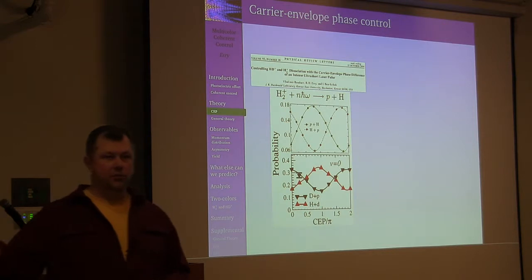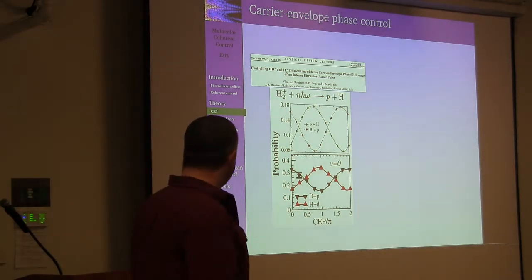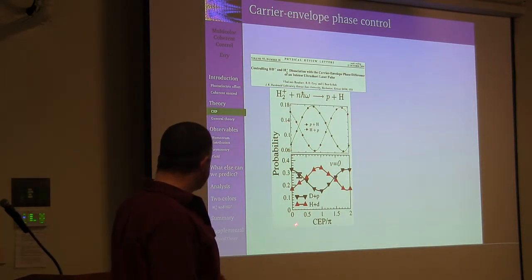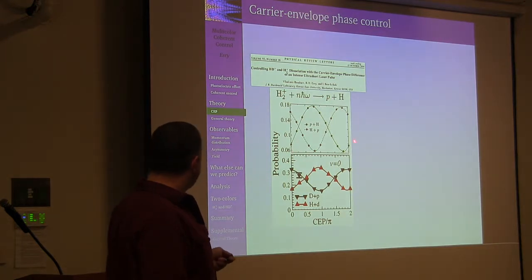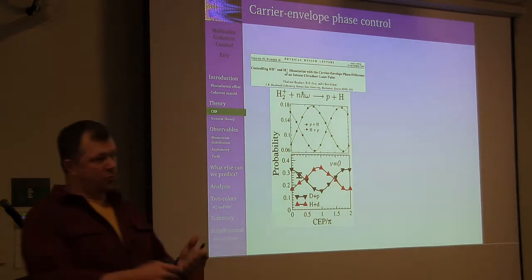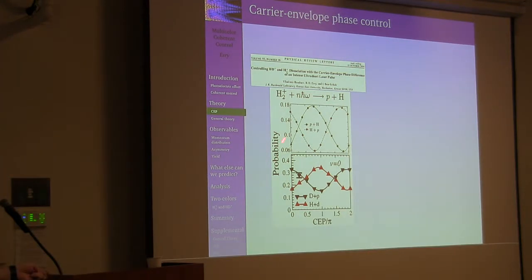Could you make the proton go right? Could you make it go left? And we saw that indeed you could, as a function of CE phase. You can see that the two channels, proton plus hydrogen or hydrogen plus proton, that means right and left, we could change over a big range.